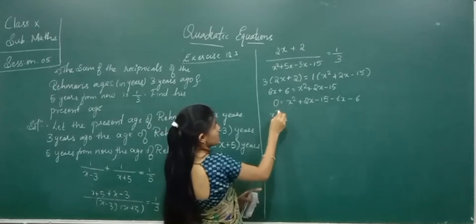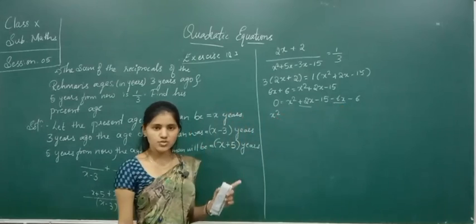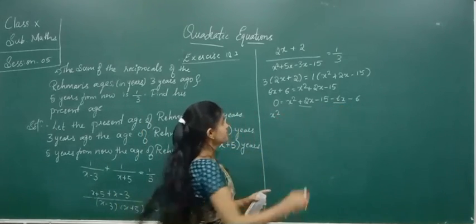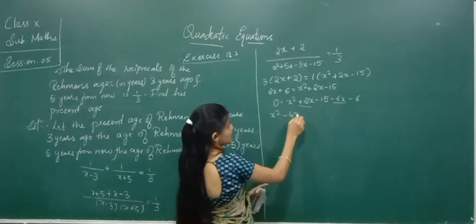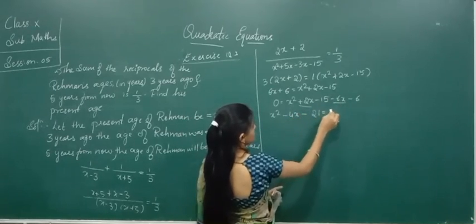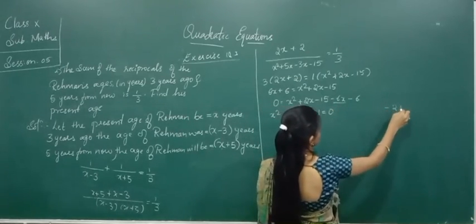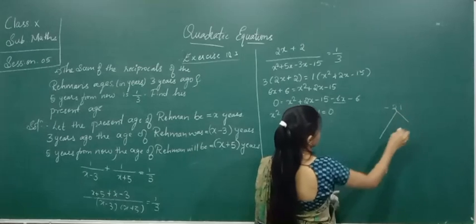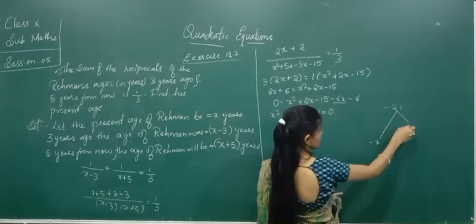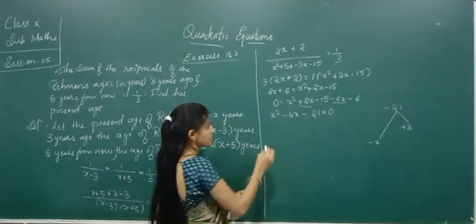That way I will get 0 equal to x square plus 2x minus 15 minus 6x minus 6. It will be x square plus 2x minus 6x. 6 minus 2 is 4. Bigger number has the minus sign. Minus 4x minus 21 is equal to 0. Now find the factors of minus 21. That is 7 3s are 21. Minus 7 plus 3 is going to give me minus 4.